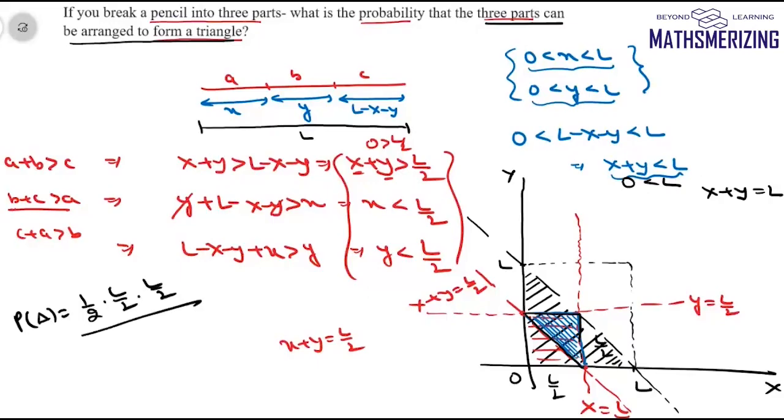And then what is the total area in the problem? Area of this black triangle, which is 1 by 2, and then the length of this side is L. This side is also L, so that is L into L. So half will cancel, L will also cancel. So this is 1 by 4. Which simply means if you have a pencil and you randomly break it into three parts, then there is a 25% chance that these three pieces will form a triangle.